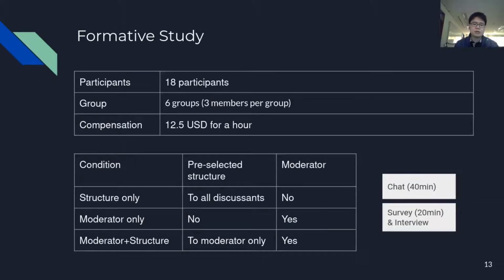To understand more about moderator support behavior, we conducted a formative study. We recruited 18 participants and divided them into 6 groups. We conducted 40 minutes of discussion and 20 minutes of interview and survey filling. We prepared 3 conditions: moderator only, structure only, and moderator plus structure. Keep in mind that in moderator plus structure, only the moderator could receive the pre-selected discussion structure.